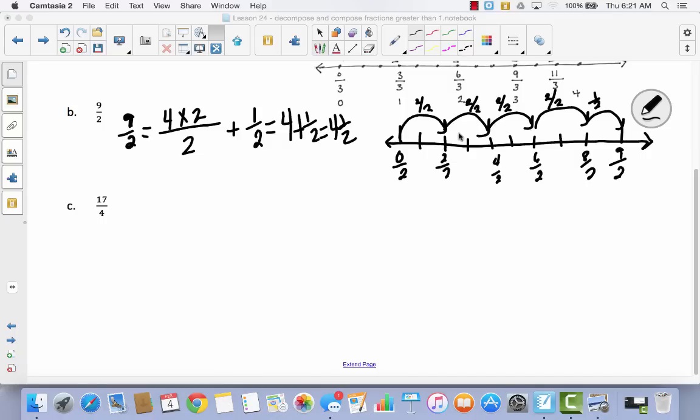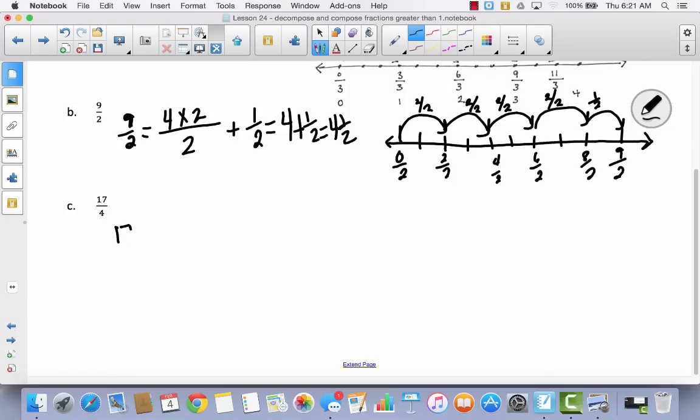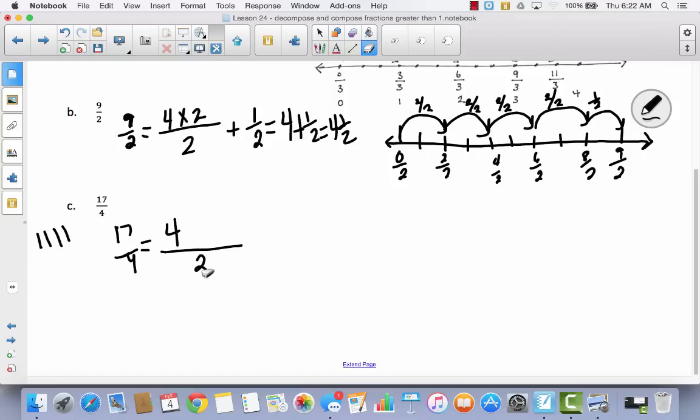So here, let's try 17 fourths this time. So we have 17 fourths. So I'm trying to figure out how many groups of 4 fourths can I get out of 17. So I'm kind of thinking if I count it by fours, so I would have 4 fourths. I'm going to put a tally mark for every 4 fourths. So I've got 4 fourths, 8 fourths, 12 fourths, 16 fourths. So that means I've got 4 groups of fourths. This should be a 4, not a 2.